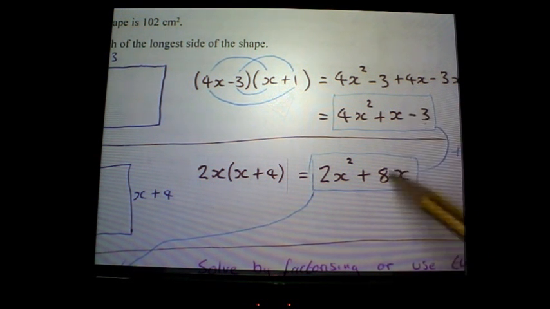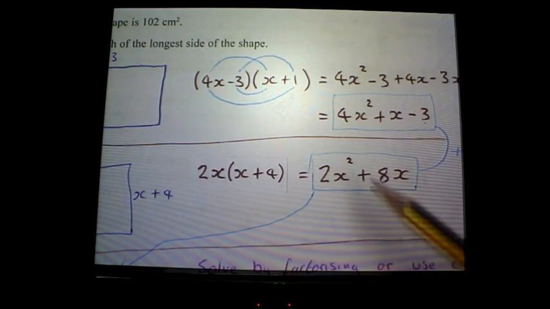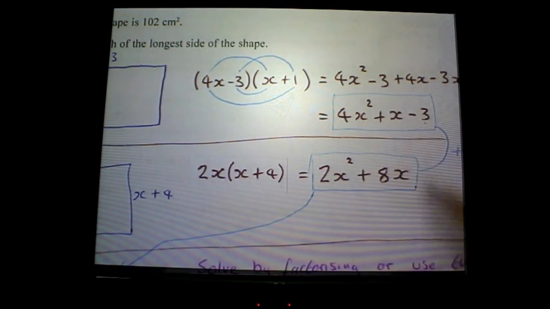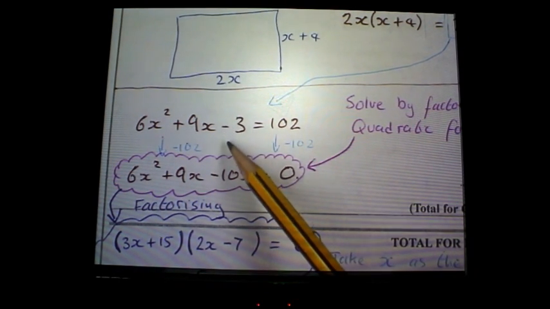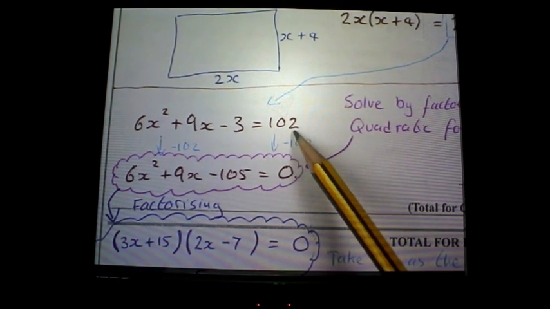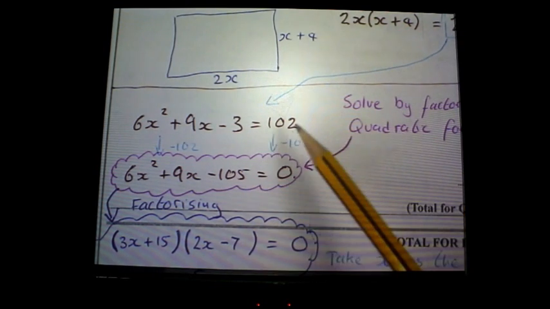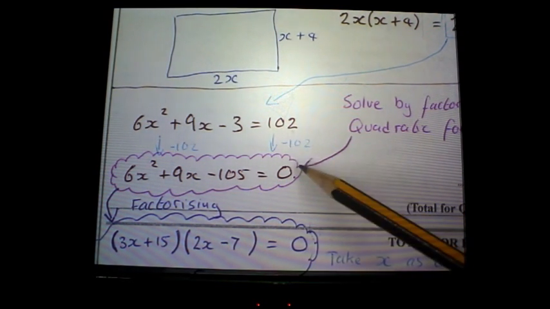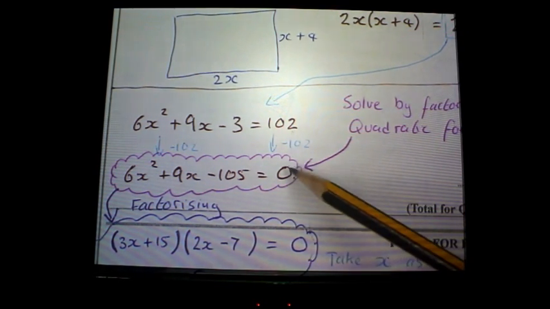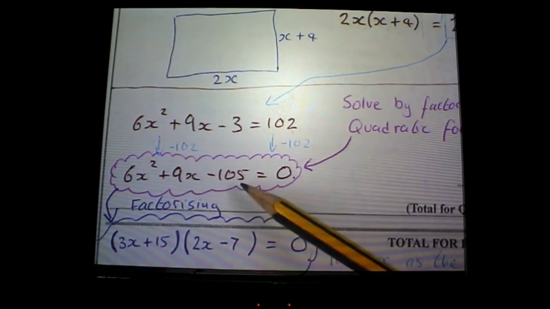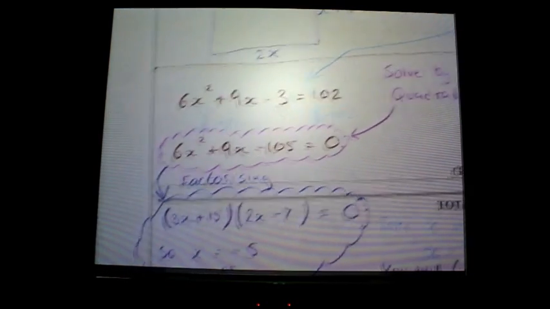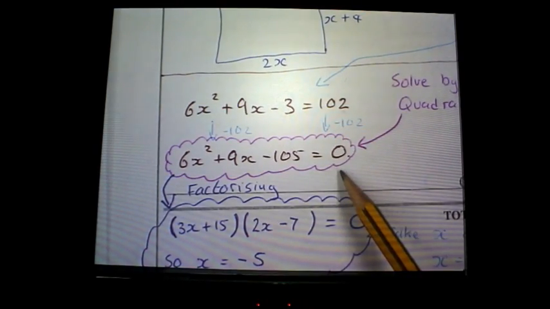Now, you've got to add those two together to get your area, so that will give you 6x squared add 9x take away 3. So that gives you this bit here, and we know it equals 102, because it says so in the question. What I've done, I want to have 0 on this side because I'm going to solve it, so I've taken 102 off both sides, so I've got 6x squared add 9x take away 105 equals 0.